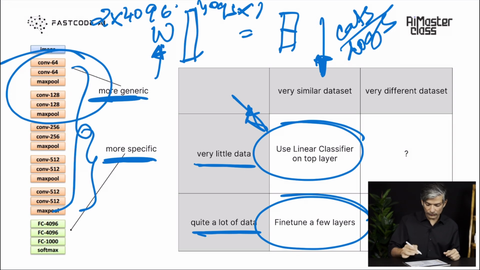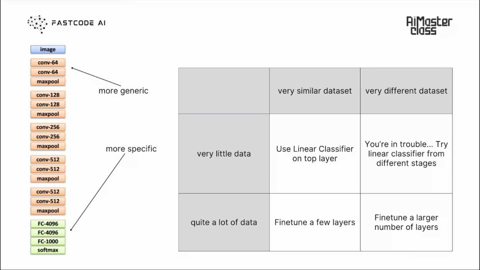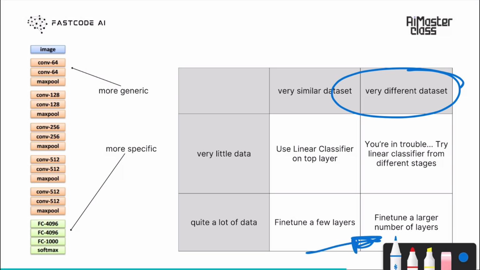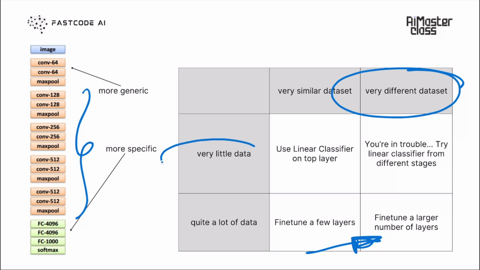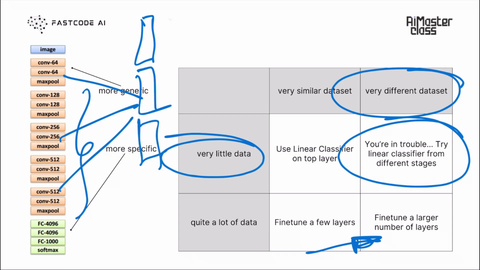Now, this was the good case when your data set was very similar, lucky. But if the data set is very different, then obviously the problem is harder. If you have quite a lot of data, go ahead and train a bigger part of your network. But if you have very little data and your data set is very different, then clearly you're in trouble. You can maybe try to use features from different layers and concatenate them. So you have one vector from here, one from here, one from here. You form one giant vector just by concatenating, and then try to learn maybe weights.